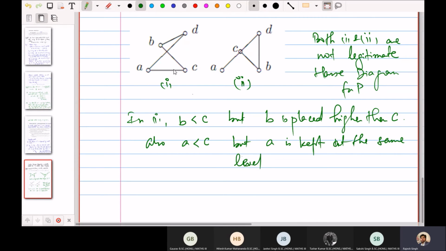So this should also not happen. Even if B were below C, A should not be in the same level as C.